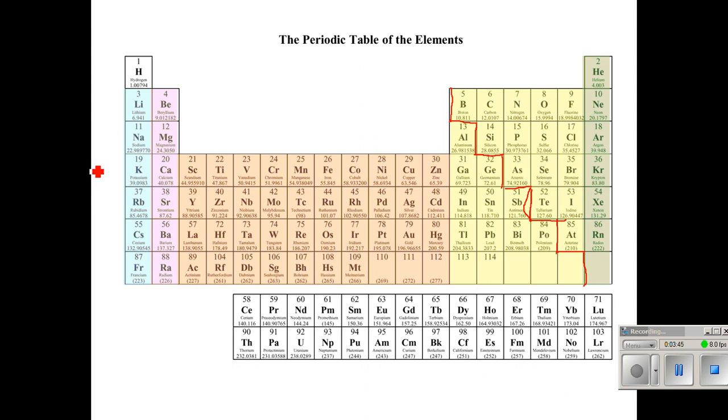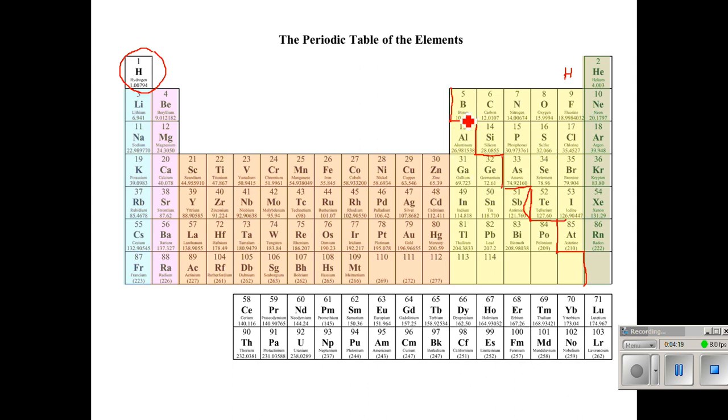Anything to the left of this line is considered a metal except for hydrogen. Hydrogen's a strange little element that can do all sorts of weirdo things. So some periodic tables actually have hydrogen over here. And that's okay with me. Hydrogen can behave as the elements in the fluorine family, or it can behave as the elements in the lithium family. Its properties are closer to that of the fluorine family. It's a gas at room temperature, stuff like that.